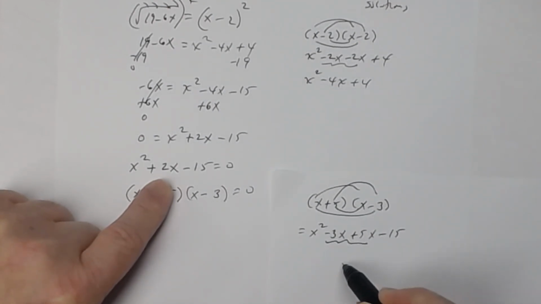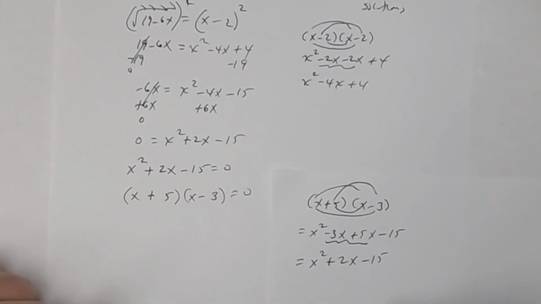Combining these two like terms here, I'm going to get x squared. A negative 3x and a positive 5x is a positive 2x. And then subtract 15, and notice I get that. So what I have here is correct.